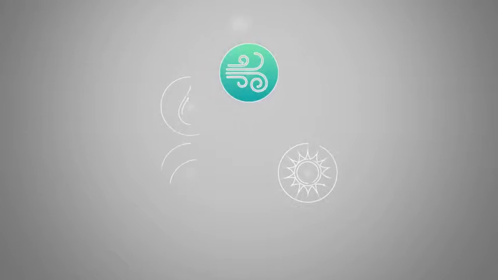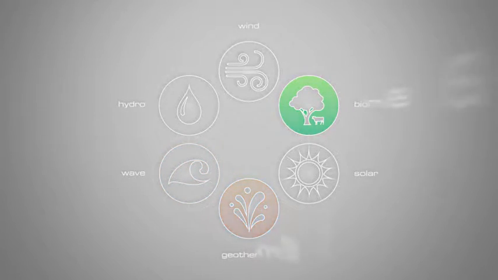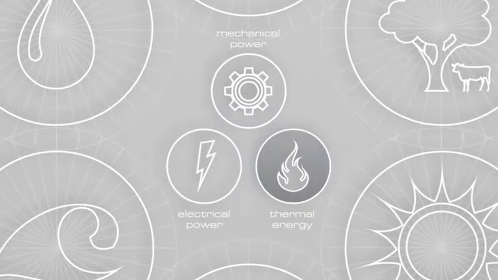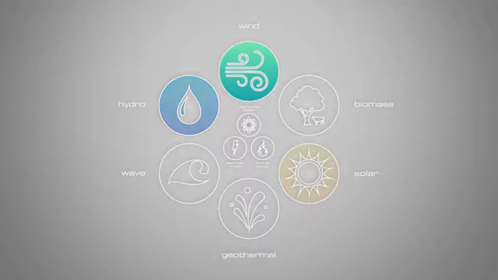Renewable energy is energy that comes from natural resources such as wind, sunlight, rain or water, tides, geothermal heat, and biomasses. Renewable energy can be converted into electrical power, mechanical power, or thermal energy. The most commonly used renewable energy resources are hydropower, wind, solar, and geothermal.